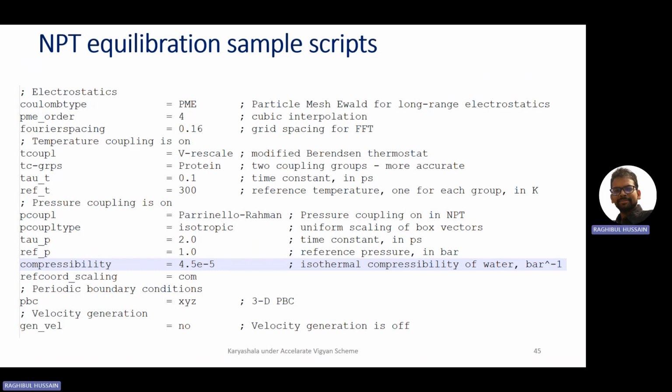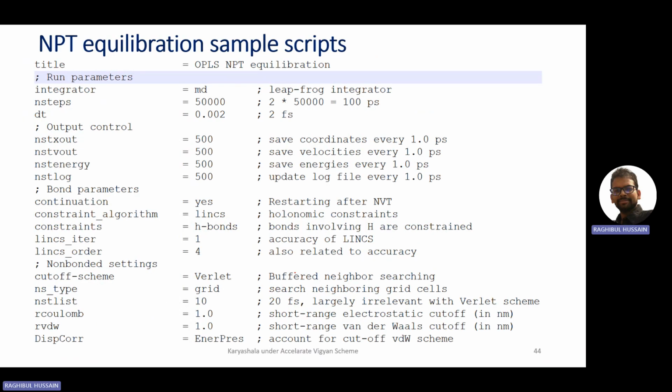And refcoord_scaling tells how to scale the pressure parameter. It is the center of mass, COM. That's it. Next, you will see gen_vel equals no, because velocity has already been generated in NVT equilibration.